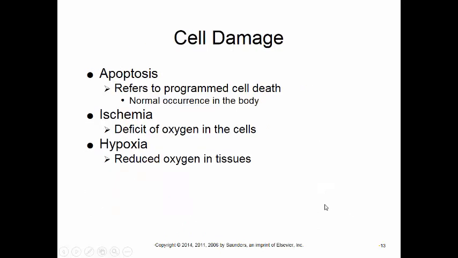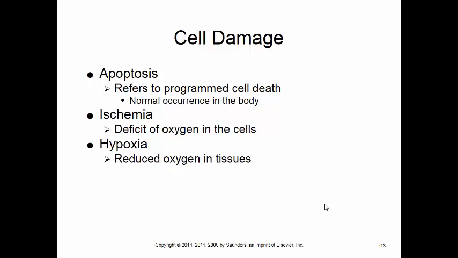Cell damage. So when cells get damaged, a couple things can happen. The first one is apoptosis. This is what we call programmed cell death. It's a normal occurrence in the body. It is where the cells have some kind of damage, and then they purposely die, so that they don't waste resources or keep living and cause problems. So apoptosis is a typical response to cell damage.